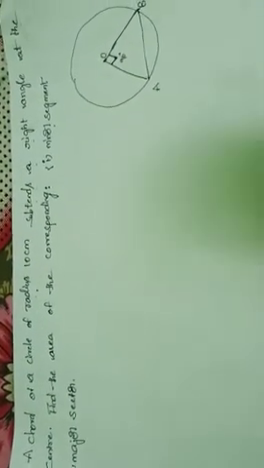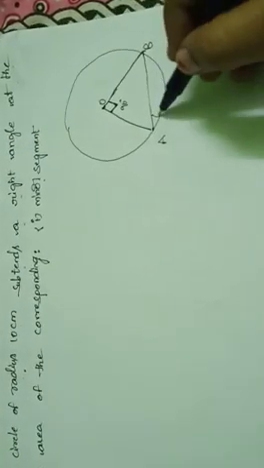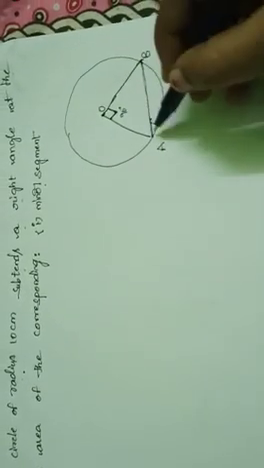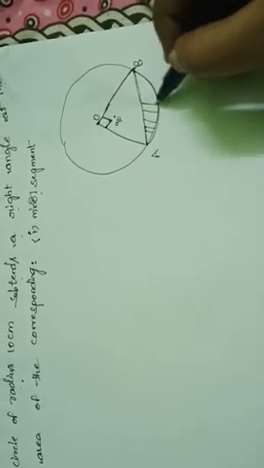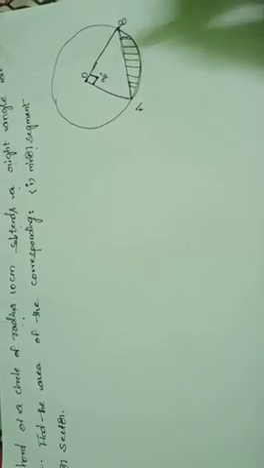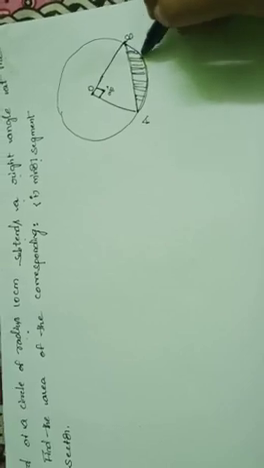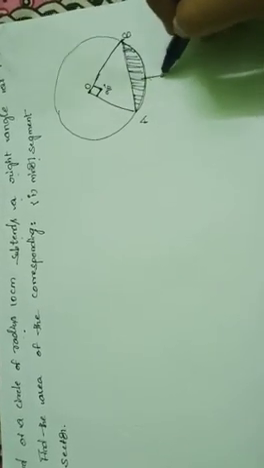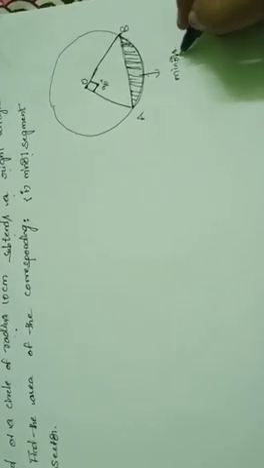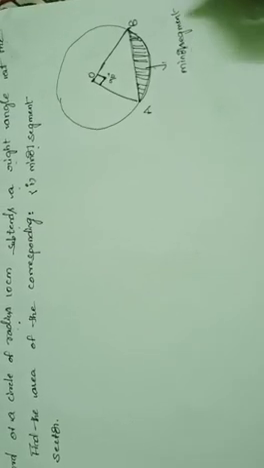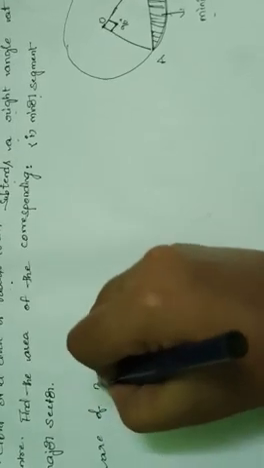Here we have to find minor segment. Minor segment means the region between chord and corresponding arc. This region is called segment of the circle. Here we have to find minor segment. This is the minor segment. Minor segment area. What is the area of minor segment?